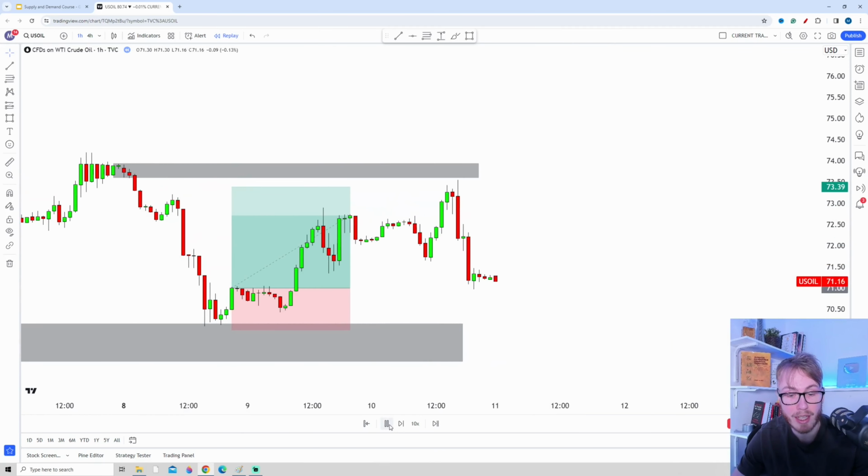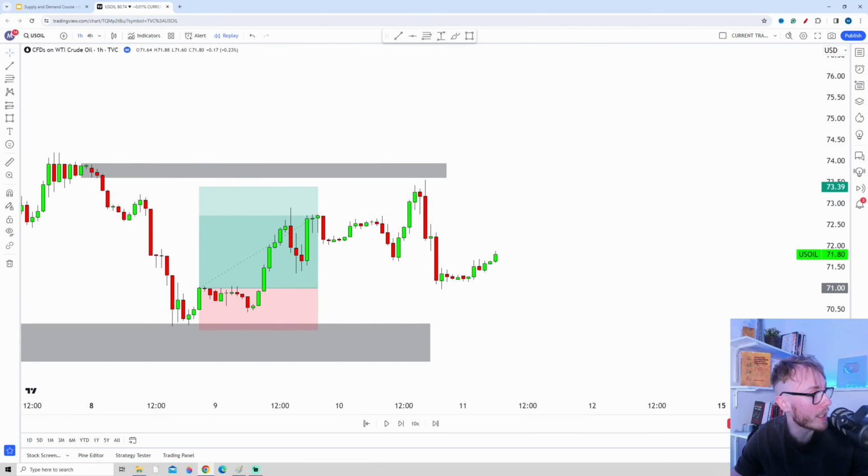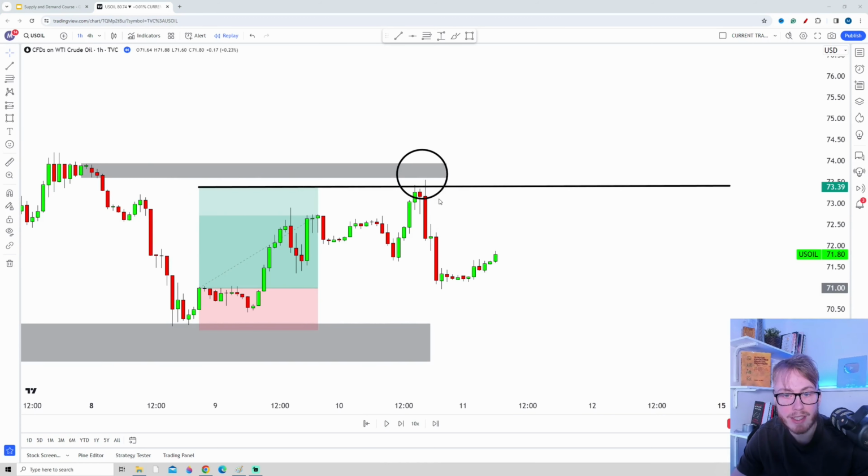And if we let this trade play out, we can see that initially it went in the opposite direction, but as the trade went on, we eventually reached our target level. You can see we actually did get a strong reaction here of the supply area.